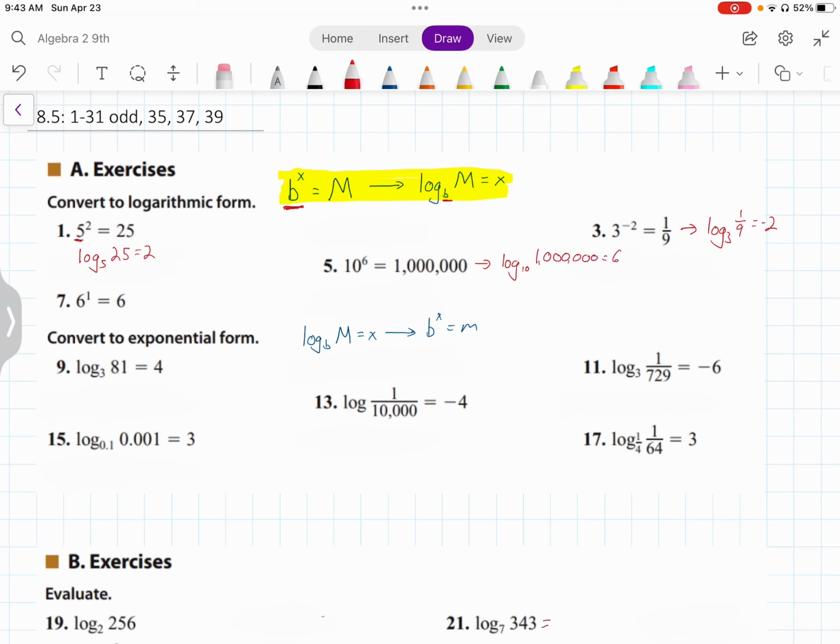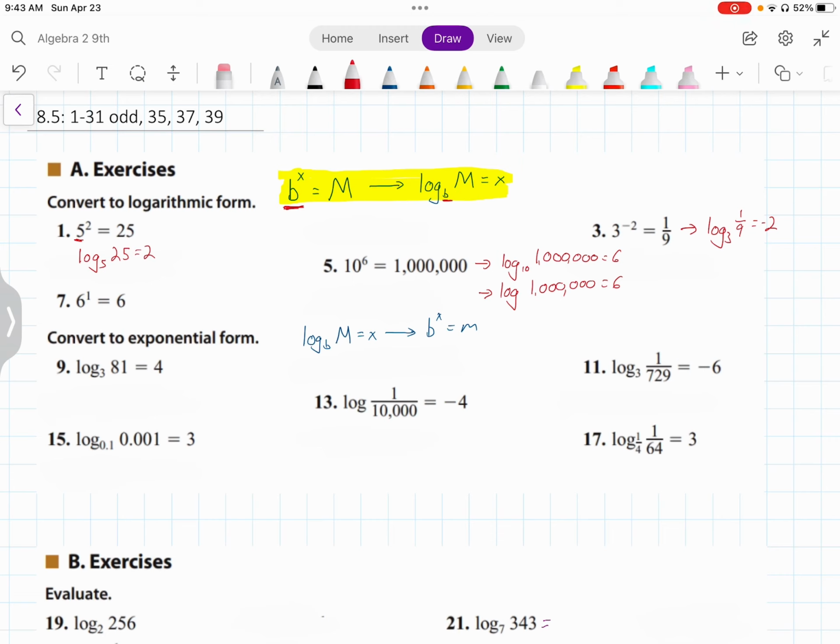equals 6. However, we don't usually write it like that because if we have a base 10, that's considered the common log, so you don't have to write the base 10. It's an understood base 10 if nothing is written there.